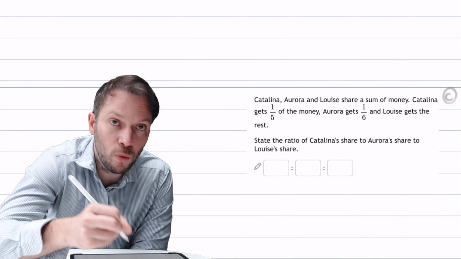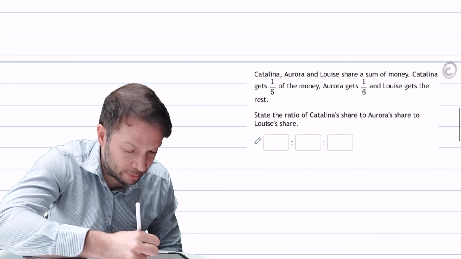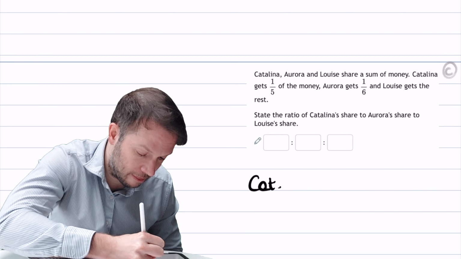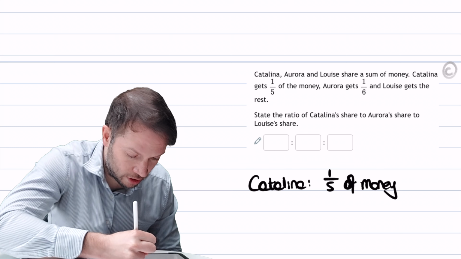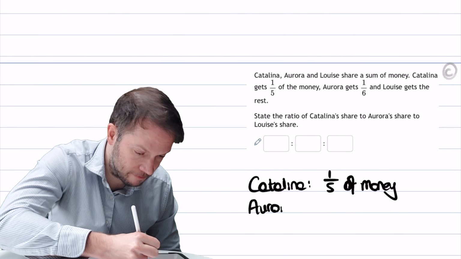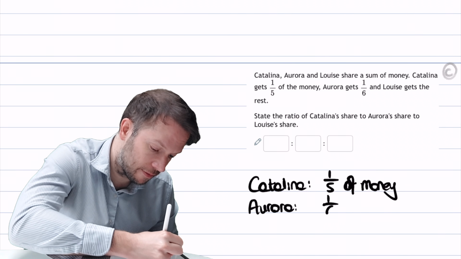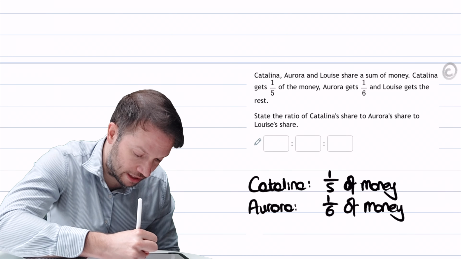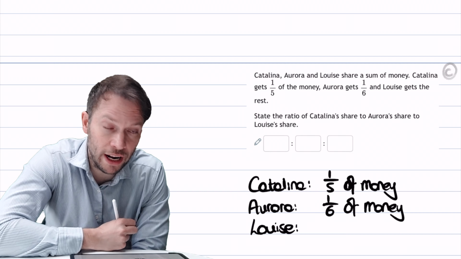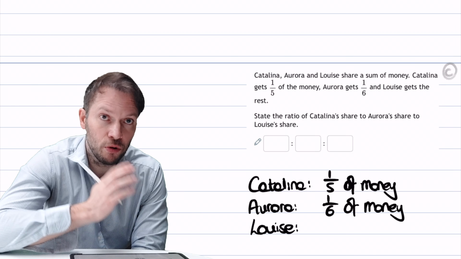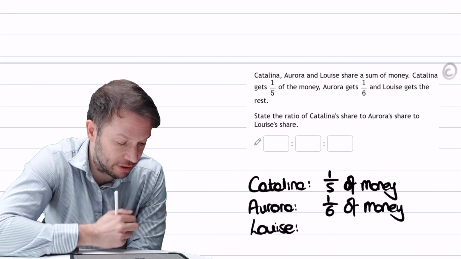Now let's work out what fraction each gets. We've already been told that Catalina gets a fifth of the money. We're told that Aurora gets a sixth of the money and Louise gets the rest. Now we know the total of all the fractions of what they get must add up to a whole because all of the money represents a whole.